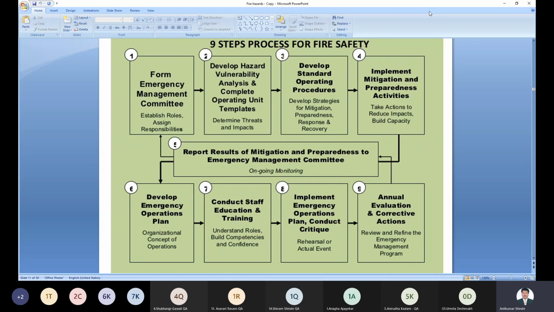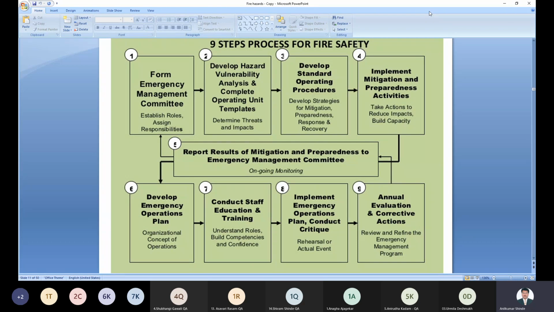If there is a very severe fire, what different emergency operational plans can be prepared? The second way is a plan B that we can decide, and what will be done in plan B will be decided first. So develop emergency operational plans, that is the organizational concept of operation.